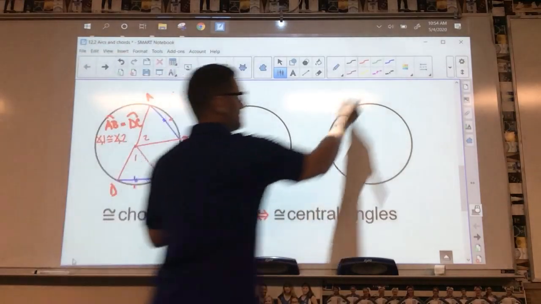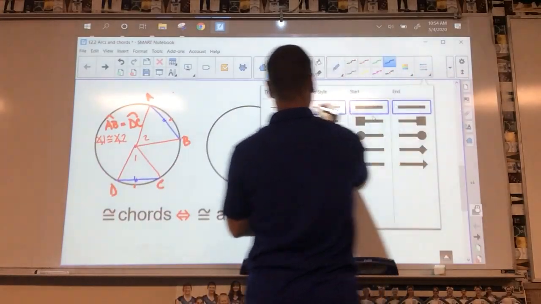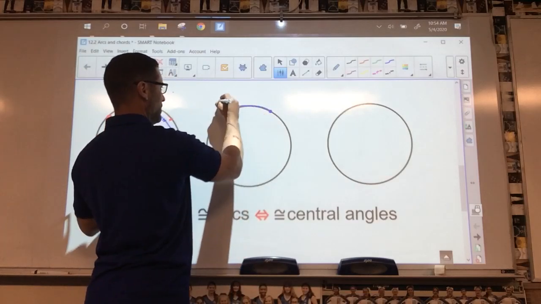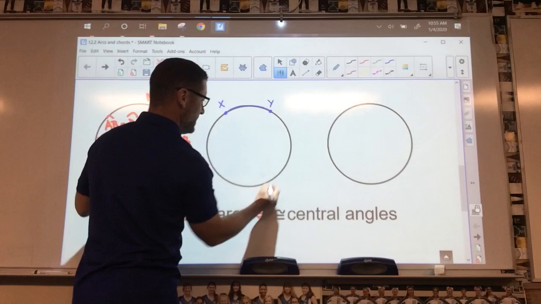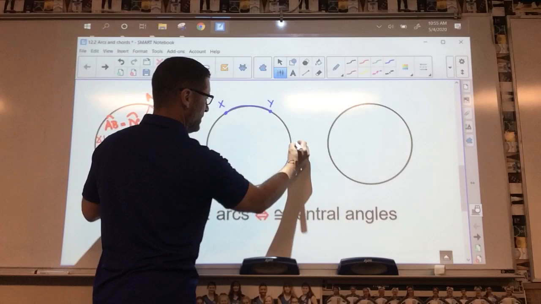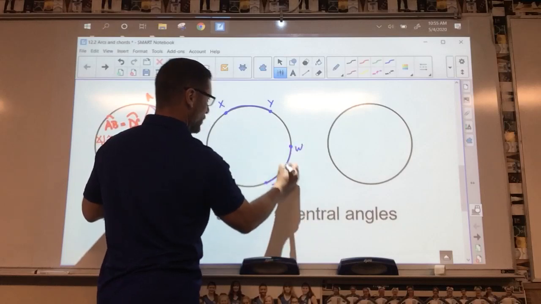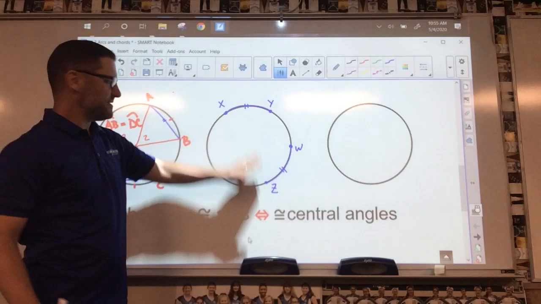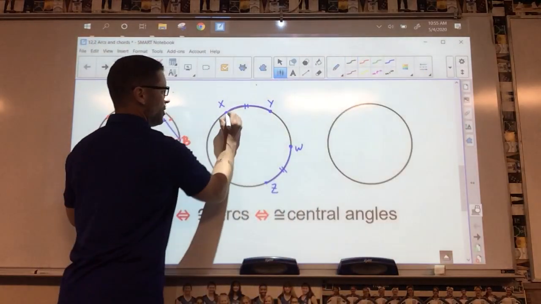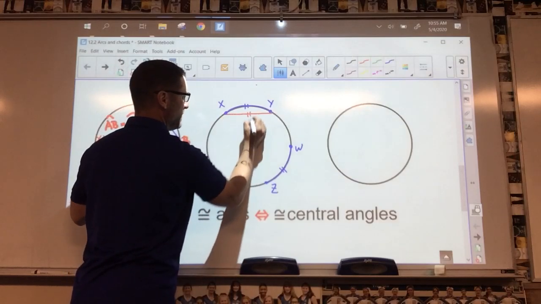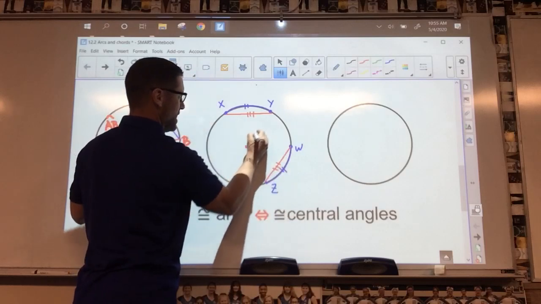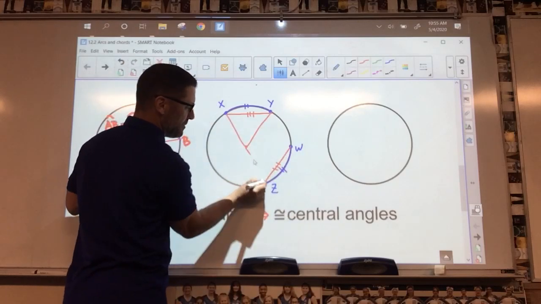Congruent arcs. Now I'm going to say that this arc here, let's call that arc XY, is the same as this arc over here, WZ. So we're going to start with the fact that that is the same as that. Well, if the blue part, then the red part: that will be the same as that, and the central angle will also be the same as that.